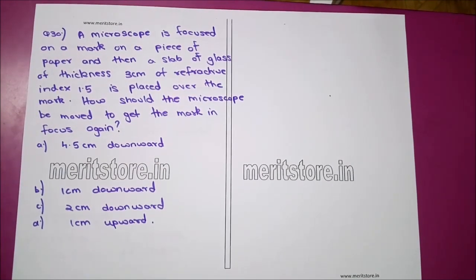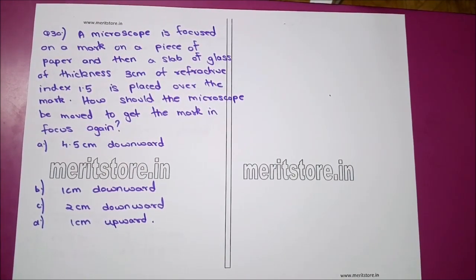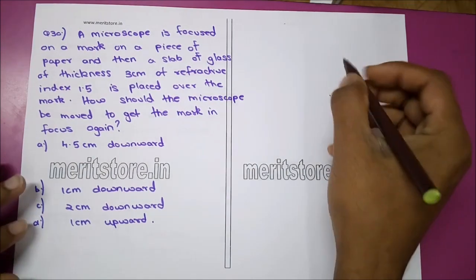A microscope is focused on a mark on a piece of paper and a slab of glass of thickness 3 cm of refractive index 1.5 is placed over the mark. How should the microscope be moved to get the mark in focus again? The options given are 4.5 cm downwards, 1 cm downward, 2 cm downward and 1 cm upward.